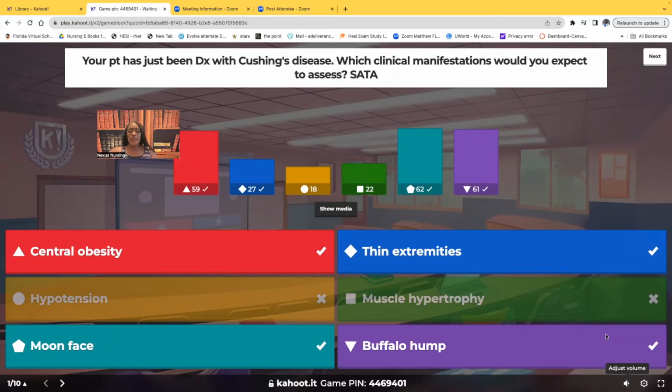The patient tends to be very large. They tend to be overweight. Again, central obesity, but thin extremities, okay?